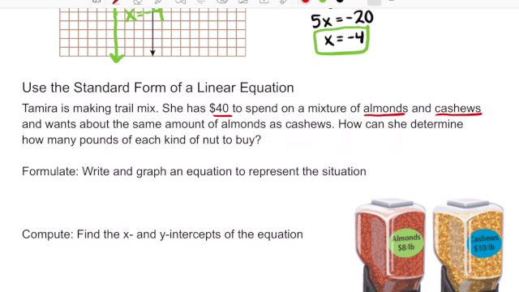So we are going to use the standard form, and for almonds I'm going to label it x, and for cashews I'm going to label it y. So it's $8 a pound for almonds and $10 a pound for cashews. So we are going to add those together, and we need it to equal $40.